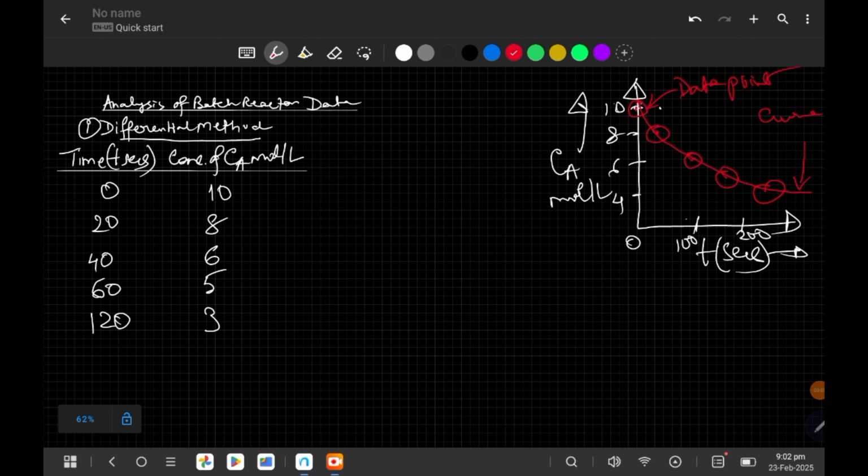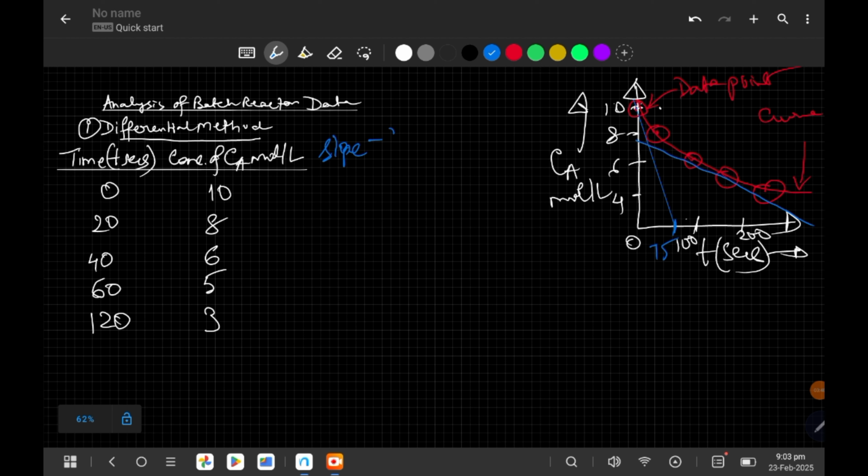So what we will do next, we will draw tangents to each of these data points. Suppose we draw tangent to the first data point, so it will intersect the x-axis somewhere over here. So it is meeting say at 75 seconds. We can draw another tangent to this point which will meet somewhere on the x-axis. So we have to draw tangents to each of the data points, and then we will calculate the slope.